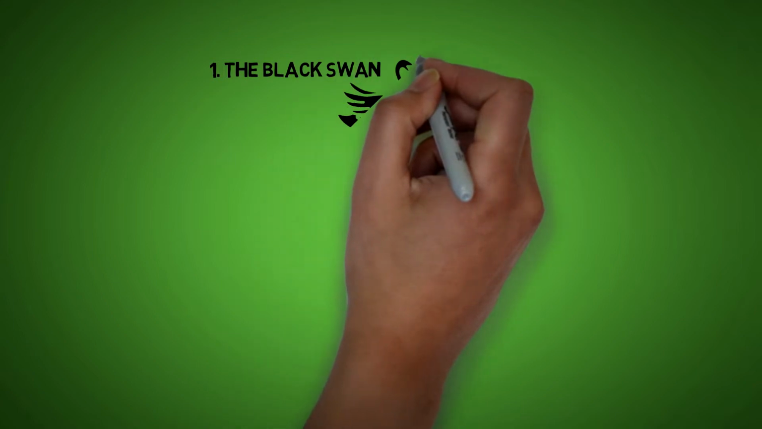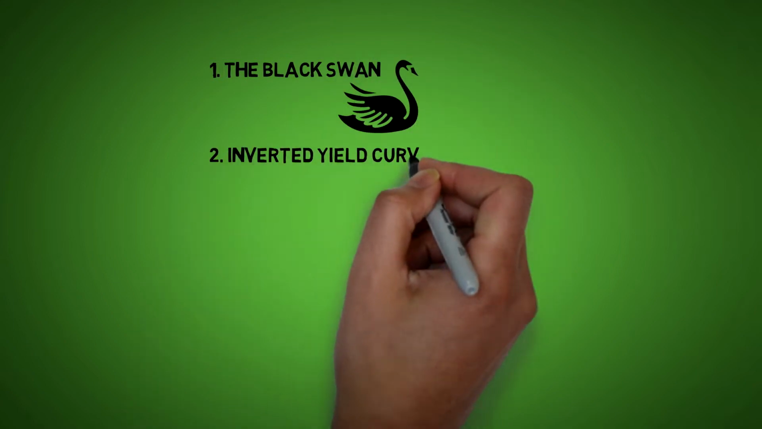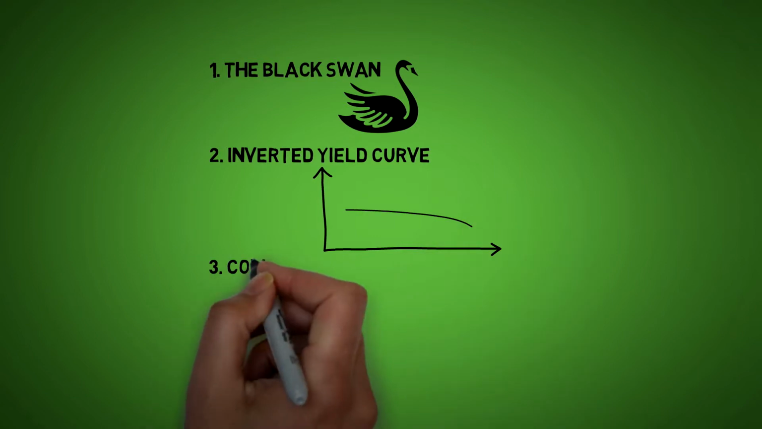Number 1, the Black Swan. Number 2, inverted yield curve. Number 3, complacency.